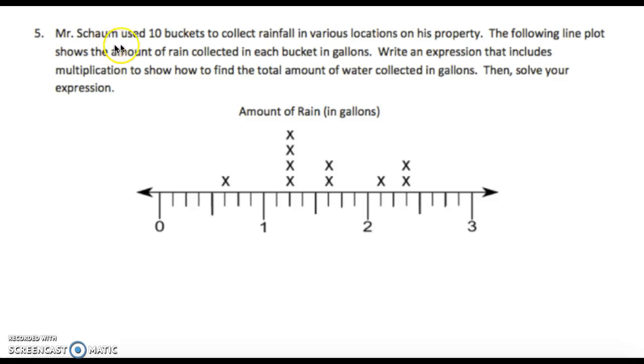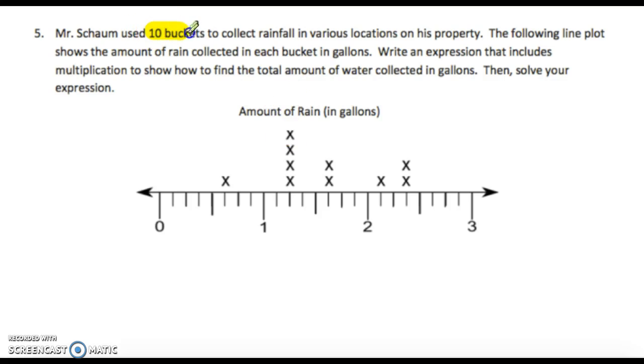Number 5 says Mr. Sham used 10 buckets to collect rainfall in various locations on his property. The following line plot shows the amount of rain collected in each bucket in gallons. Write an expression that includes multiplication to show how to find the total amount of water collected in gallons. Then solve your expression.